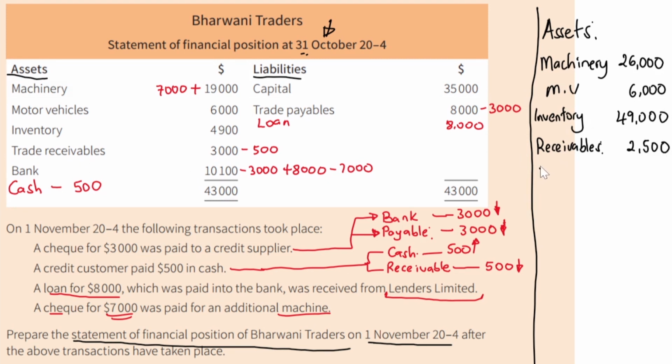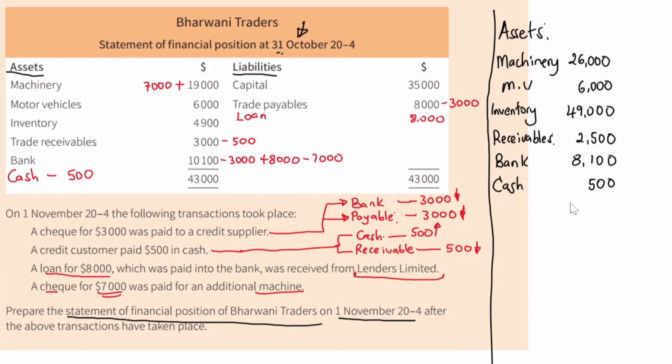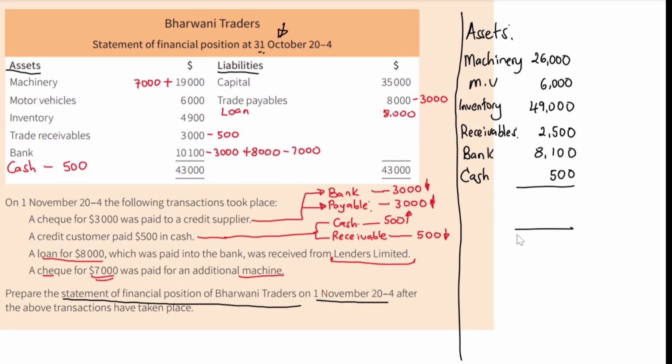Then we have the bank, the money at the bank, which is 10,100 minus 3,000 plus 8,000 minus 7,000. And what we have is 8,100. Then cash is 500. So we have cash, which is 500. As far as assets go, we shall add those up later.